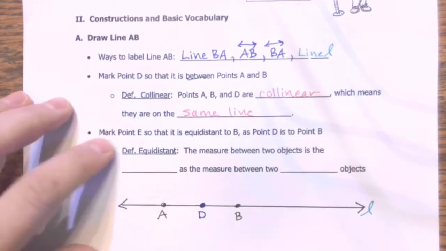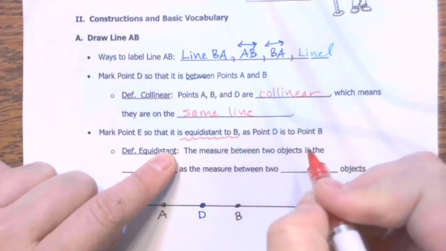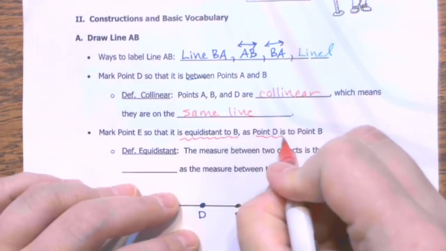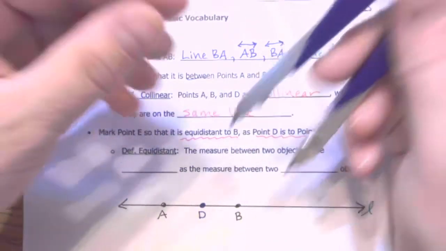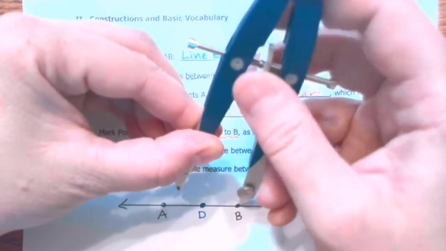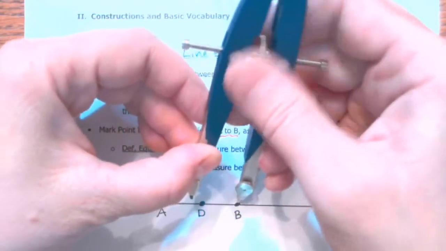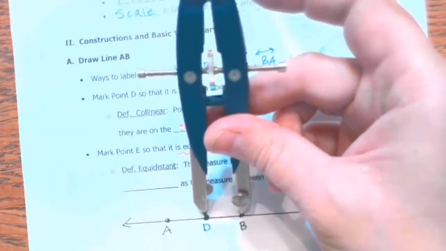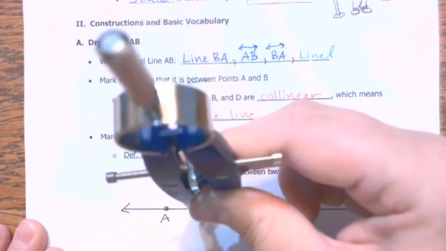So now we're going to mark point E so that it is equidistant to B as point D is to point B. This is where your compass is going to come in handy. So put your stylus, that's the pointy part, on B. Adjust your compass so that the pencil is on D. So that's the distance they are away.